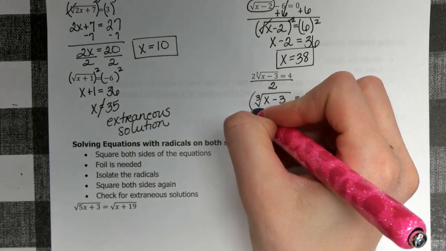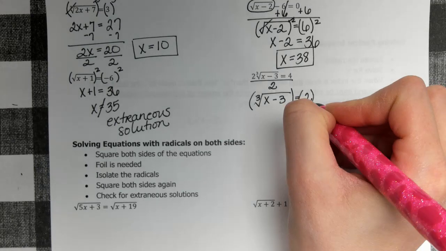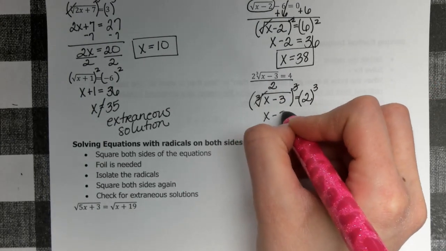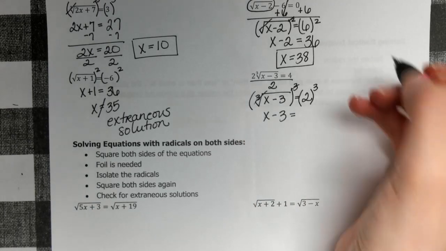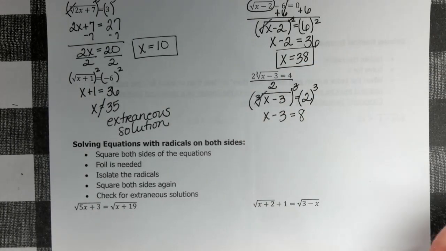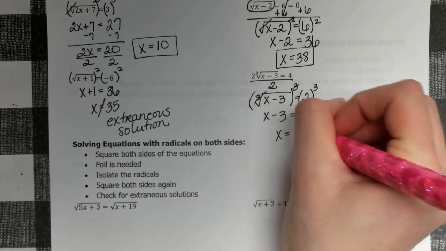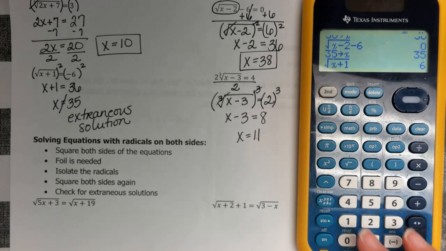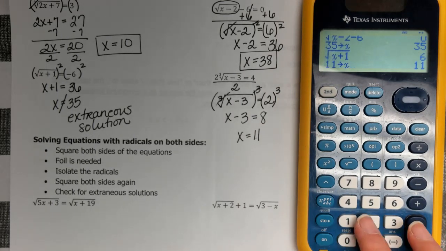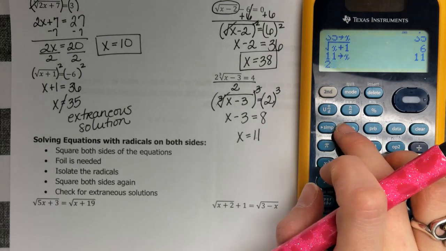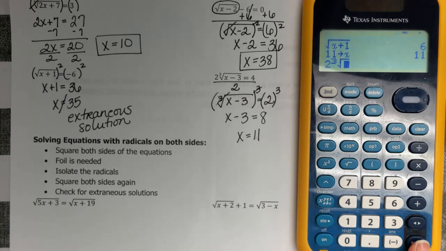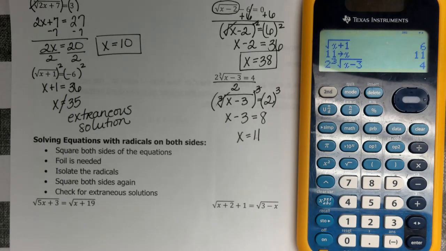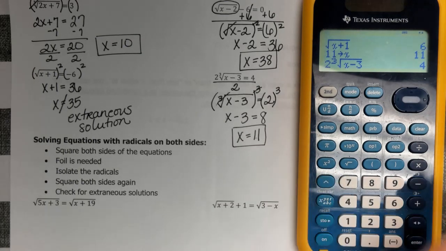So if it's a cube root, I'm going to do what with both sides? Cube it. So x minus 3 equals 8. Add your 3 and x equals 11, and then I check it. 11, store for x. 2 times the cube root, so math 4, x minus 3 gives me 4, so that's good.